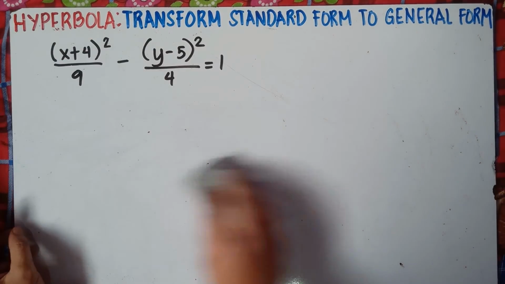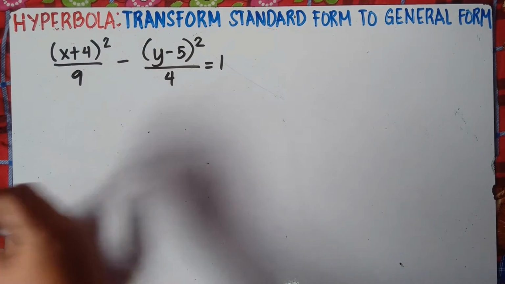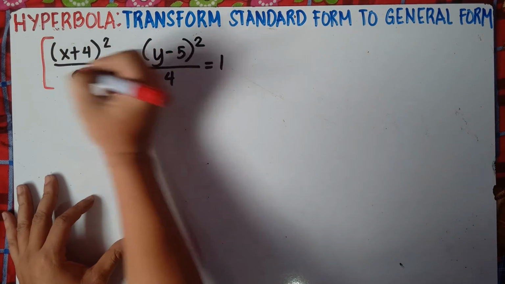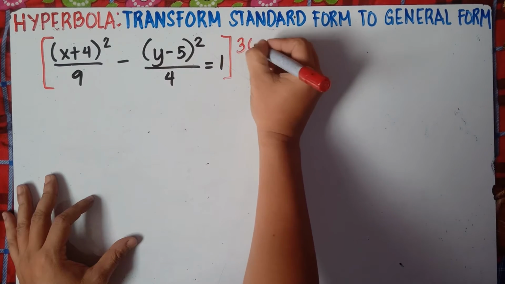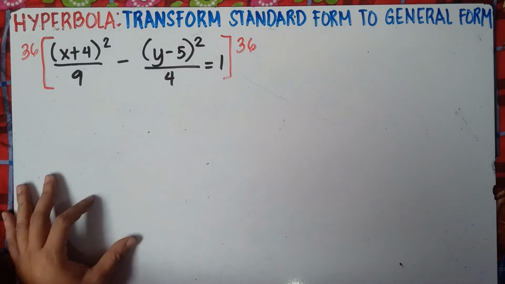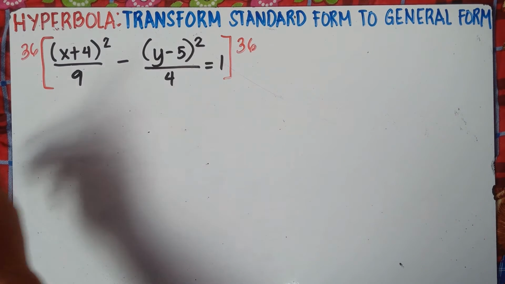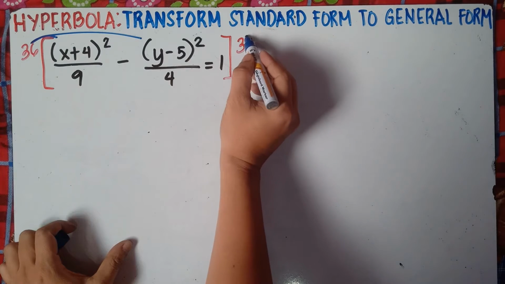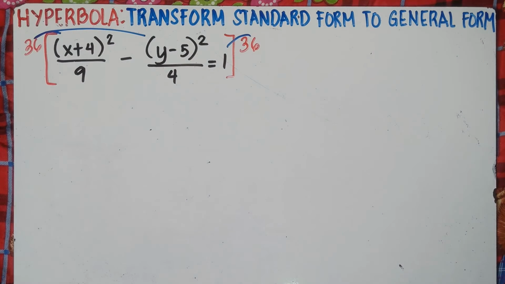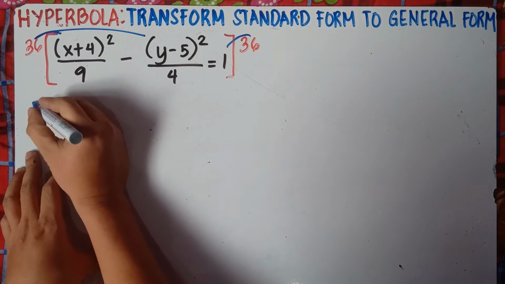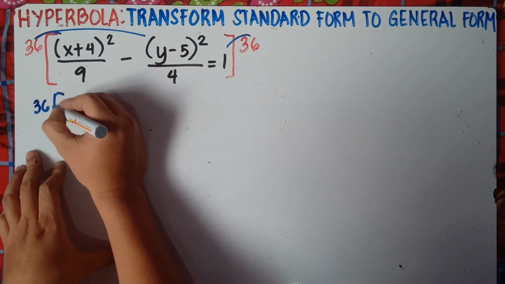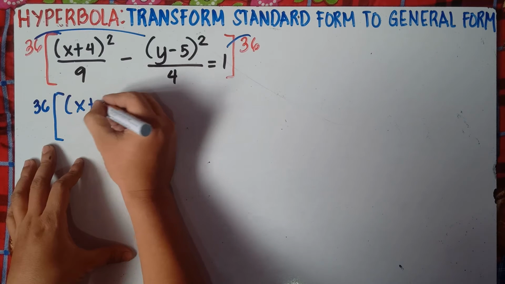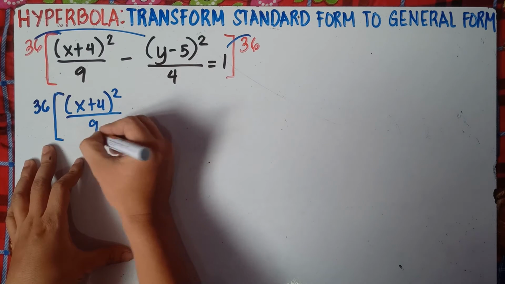Now, once you get the LCM, I will just erase number 4, class. Once you get the LCM, you multiply the equation by the LCM. So, multiply by 36. And then you distribute, class. Let's distribute this one. So, 36 times this equation. I will just put brackets, class, because we have a parenthesis here. 36 times the quantity (x plus 4) squared over 9.